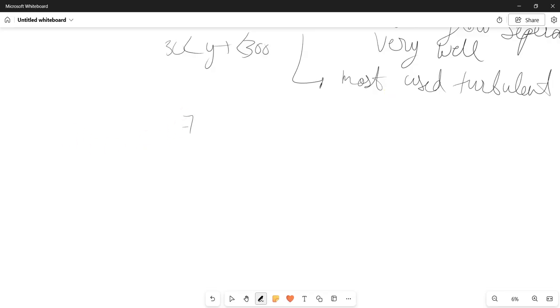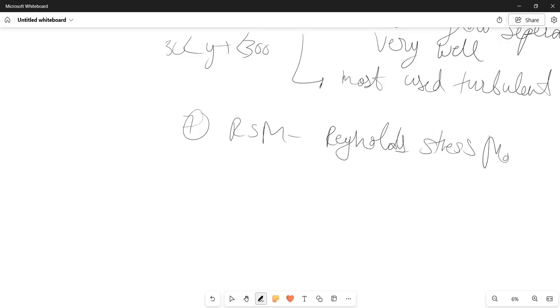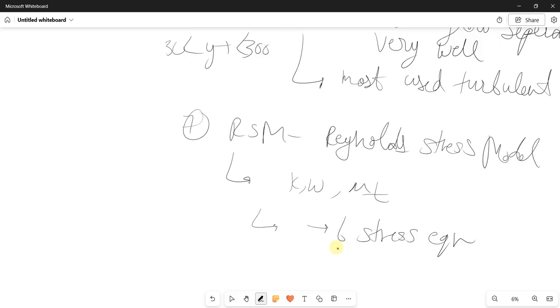Now you have another one, that is your RSM, the Reynolds stress model. What does this do? It's simple. Instead of two equations, it solves six equations plus one dissipation equation. Instead of solving for either k or omega and then finding nu t, it solves for the stress. So there are six stress equations, and it directly resolves the Reynolds stresses, plus one dissipation equation.